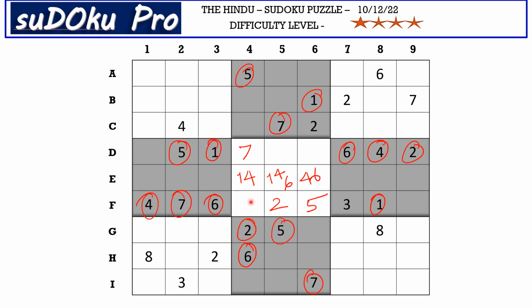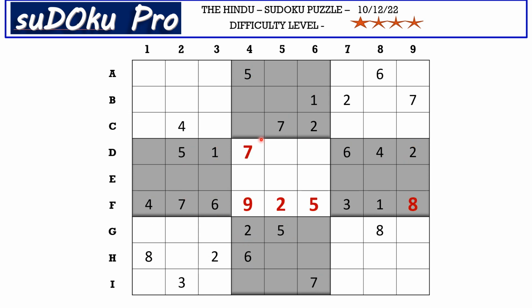But here in D row again we have 3 empty cells and the missing numbers are 3, 8 and 9, and you have this 8 in column 1 blocking here. That means 8 has to go in one of these two cells only and that blocks 8 here. So F4 takes 9 and F9 takes 8. Now this 9 blocks these two cells. So 9 has to be here in D1, and 3 and 8 go in these two cells.